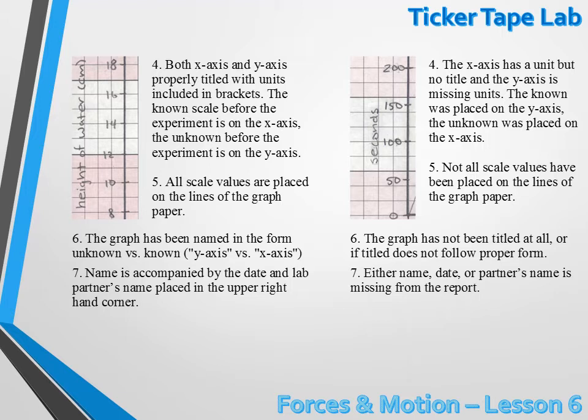Number six, the graph has been named in the form unknown versus known. That's y-axis versus x-axis. Today, we're doing a distance versus time graph. So distance is on our y-axis, and that's versus our x-axis, which is time. And number seven, name is accompanied by the date and lab partner's name placed in the upper right-hand corner. You don't have a lab partner today, but in the upper right-hand corner, make sure that you have your name and the date.